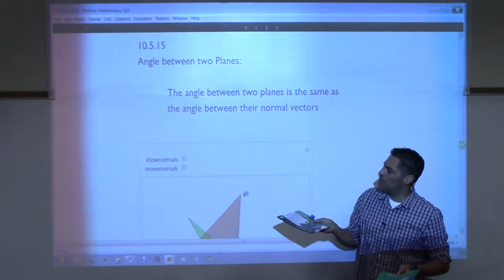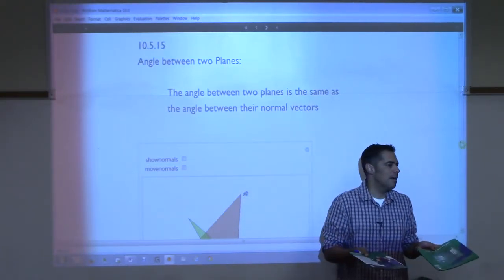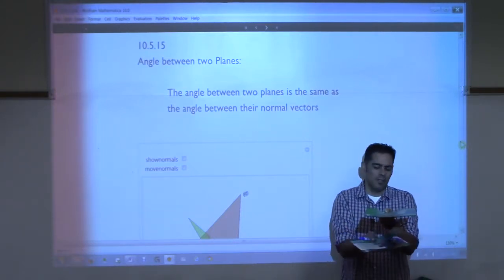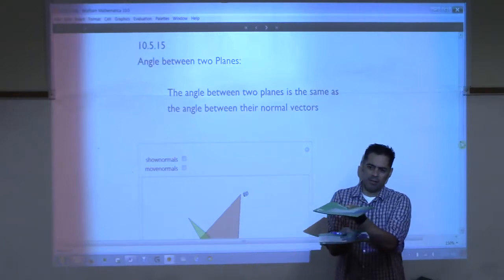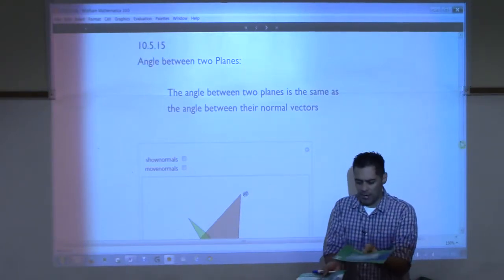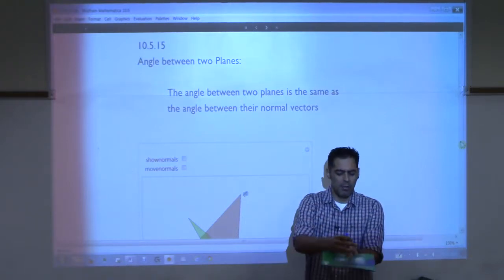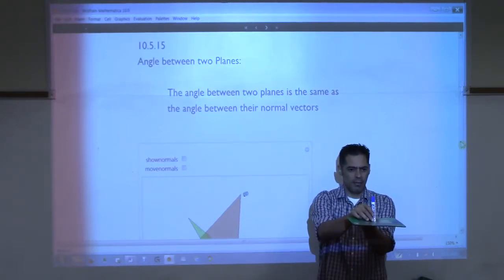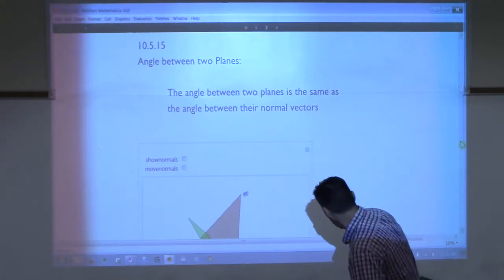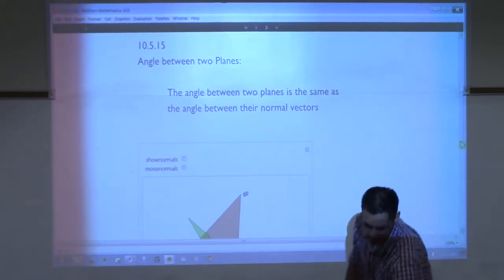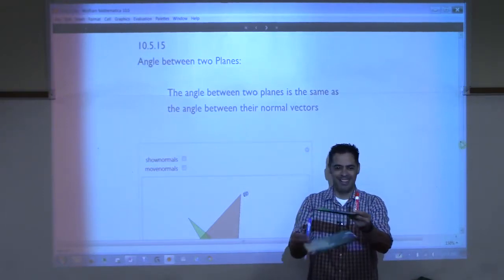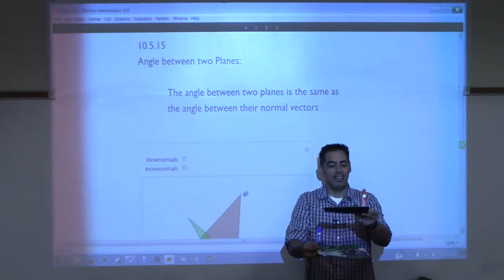So what we want to figure out is, is there an easy way to figure out the angle between two planes? Is there something you can think of that I could look at that would help me do this? The normal vectors. Okay, so each one of these planes has a normal vector. This has a normal vector, and this plane also has a normal vector. My planes are not going to hold up here, but these each have normal vectors.